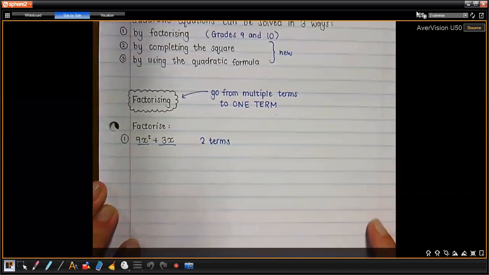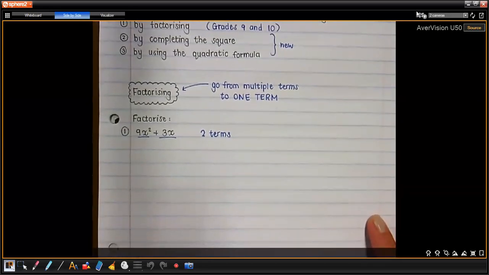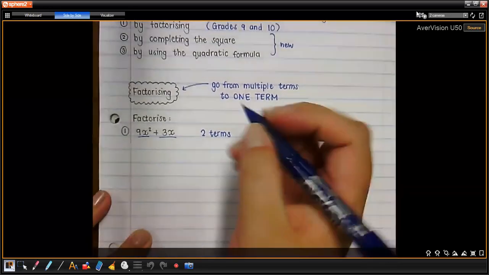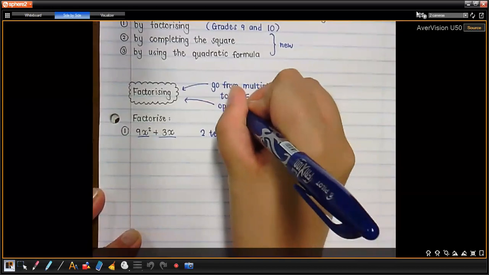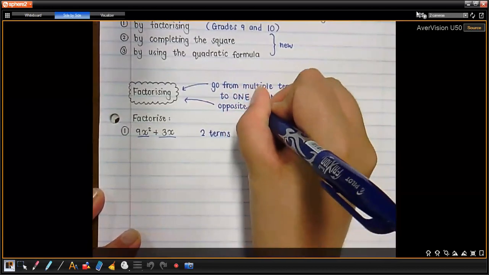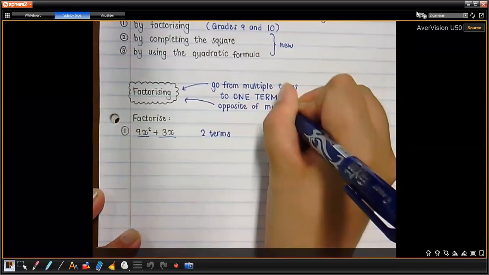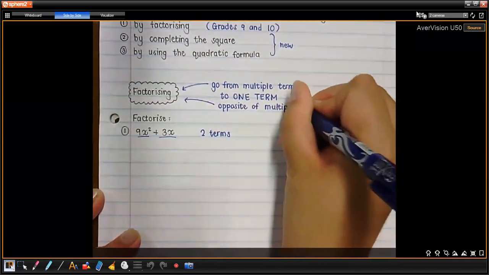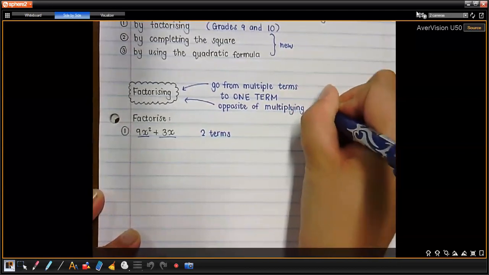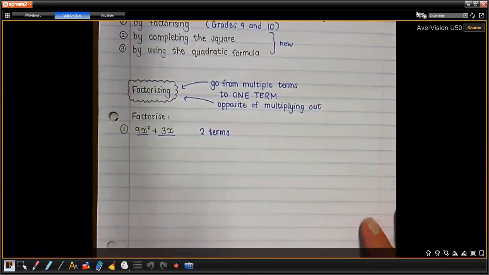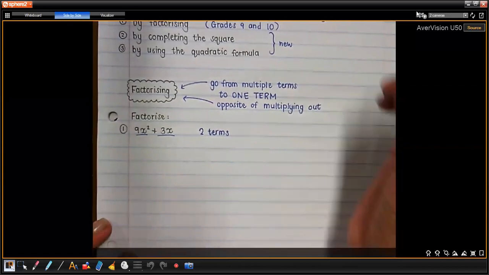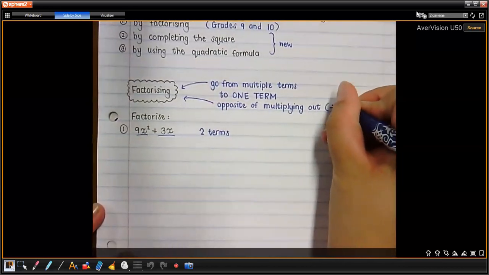So now, once we factorize, or after we factorize, we want to have only one term. Okay, and another thing that we can add here is that factorizing is the opposite of multiplying out. Okay, good. Now guys, if you're thinking of multiplying, what is the opposite operation of multiplication? Division, right? So factorizing is actually division.